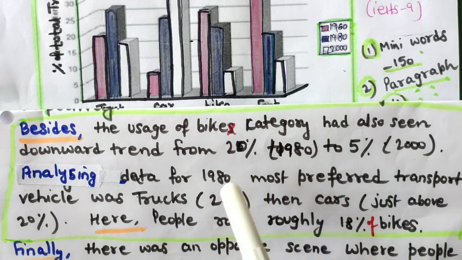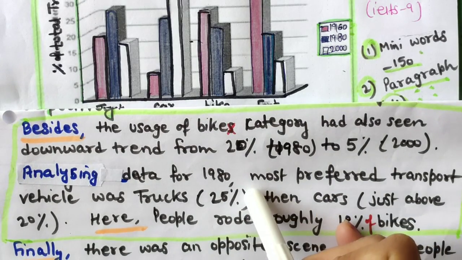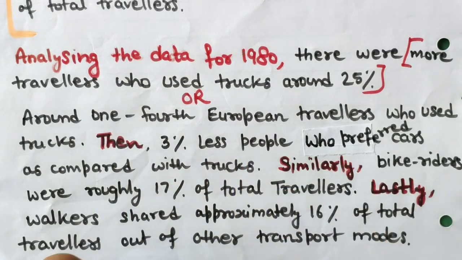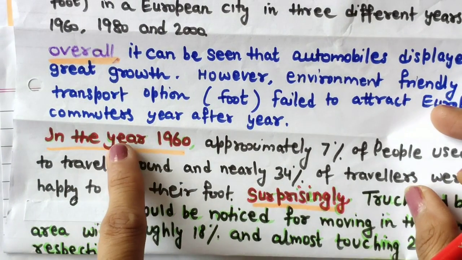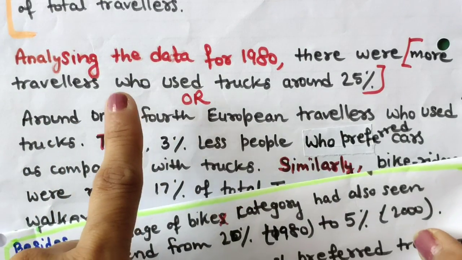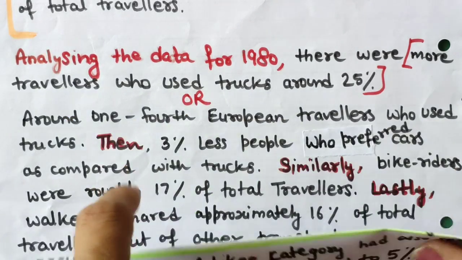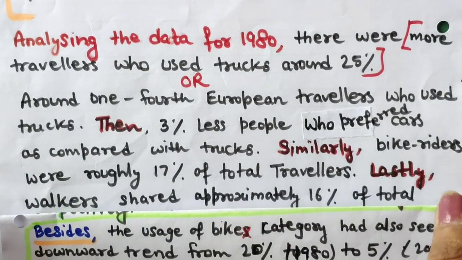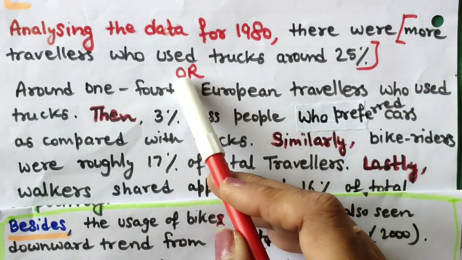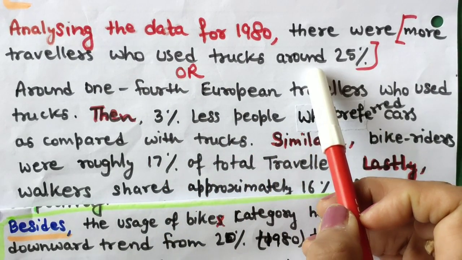Now coming to one paragraph, I want to show it to you for better band scores. Look at this, analyzing the data for 1980. In 1960, when we started, we wrote "in the year 1960." If you want to write it properly, there were 3 years, so we started with "in the year 1960," and the second paragraph I started with "analyzing the data for 1980." There were more travelers who used trucks, around 25%.